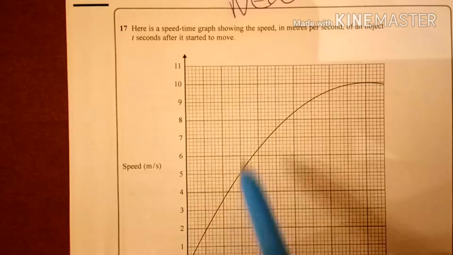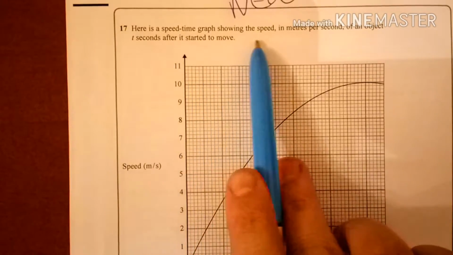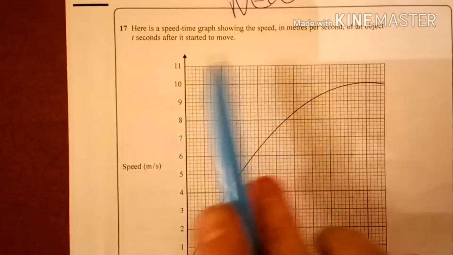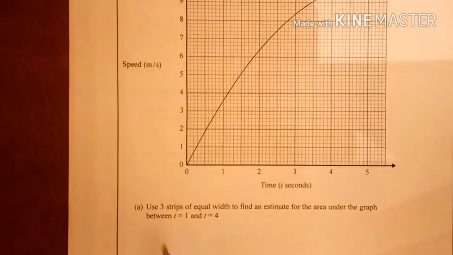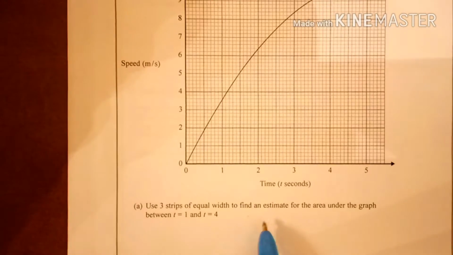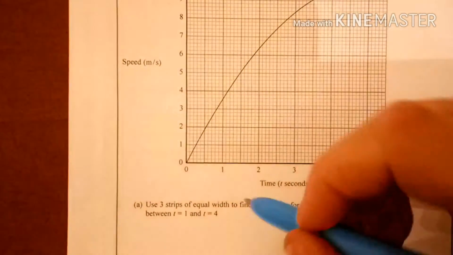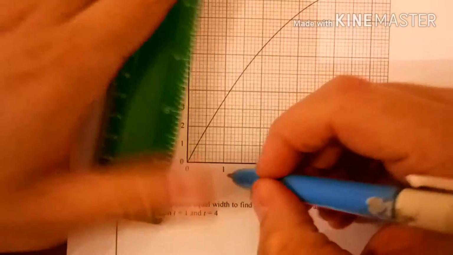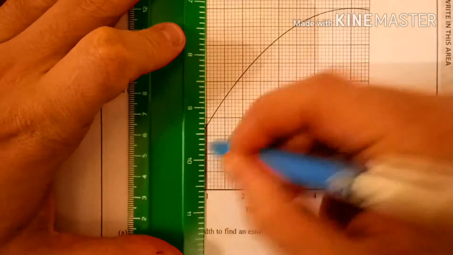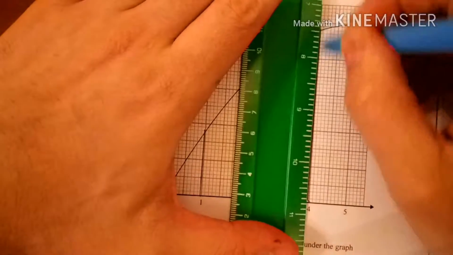Okay, question 17. Here is a speed time graph showing the speed in meters per second of an object t seconds after it started to move. And the question says, use 3 strips of equal width to find an estimate for the area under the graph between t equals 1 and t equals 4. Okay, so t equals 1 is here. Okay, t equals 4 is there.